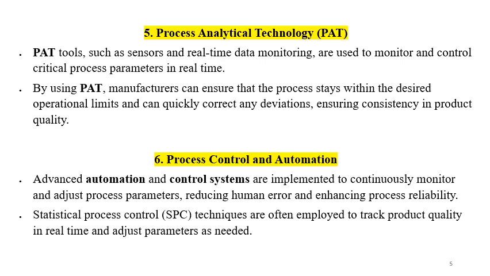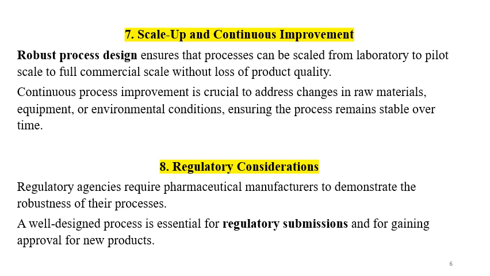So the compression machine is equipped with such process control and automation that it can reject the tablets which are underweight or overweight. That means out of the weight limit. That's why we can control the process. Then scale up and continuous improvement.